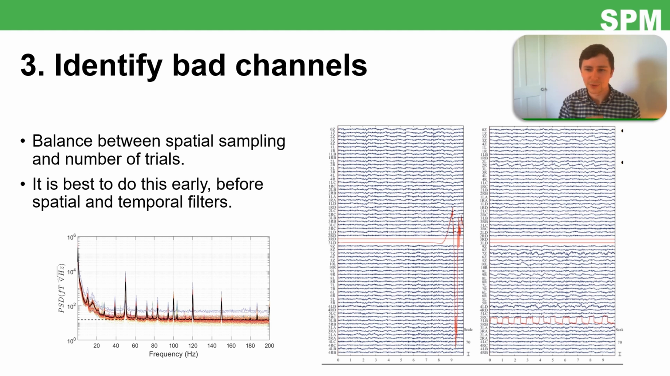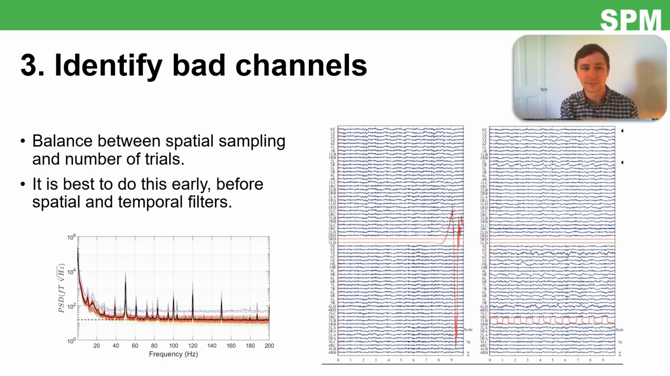I'm not sure you can see my mouse. You essentially remove a whole trial rather than just one channel. And there's a balance there, and there's no right answer, I'm afraid. You just have to go in with some principled approach. Either remove all bad channels, or all bad trials, or something in the middle.